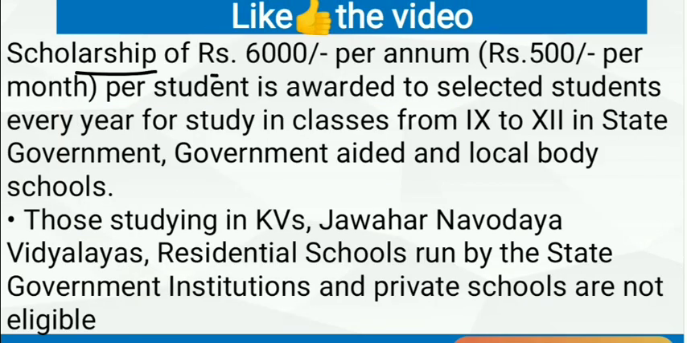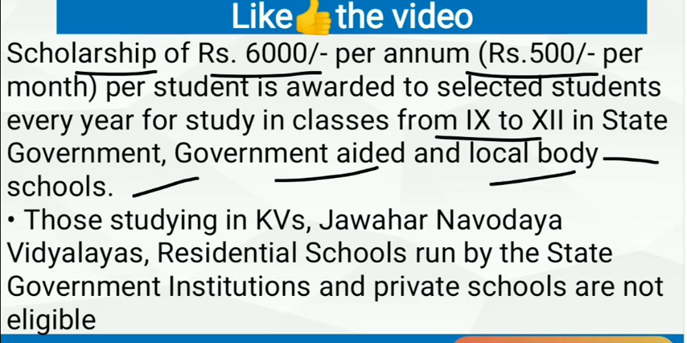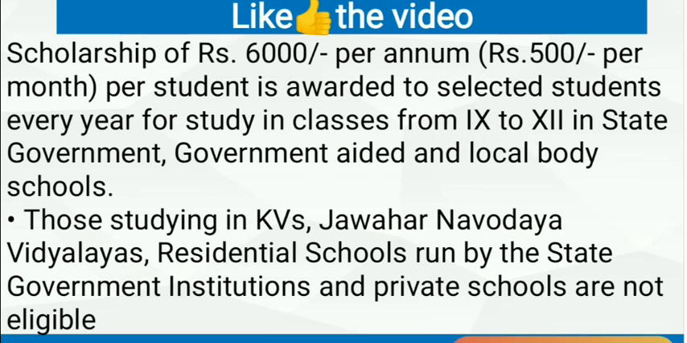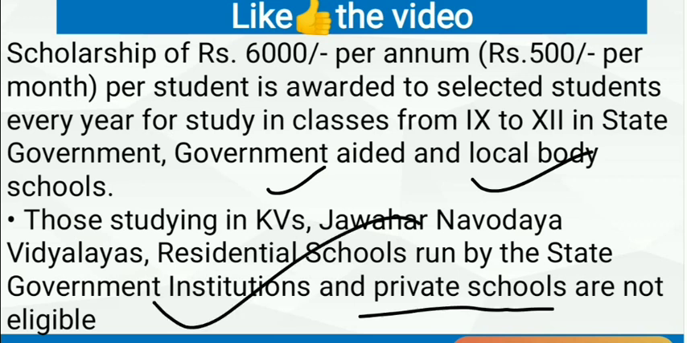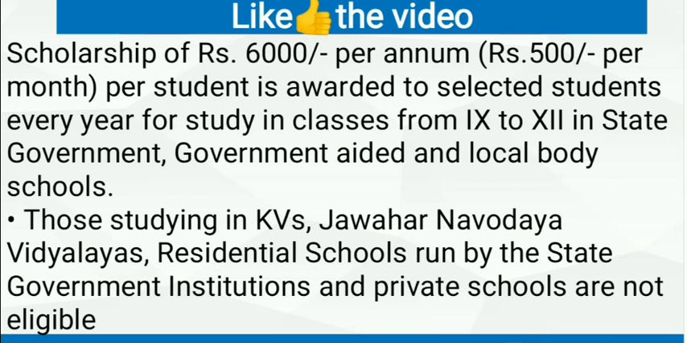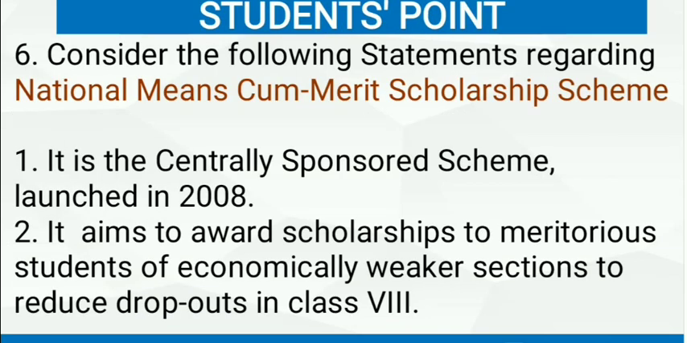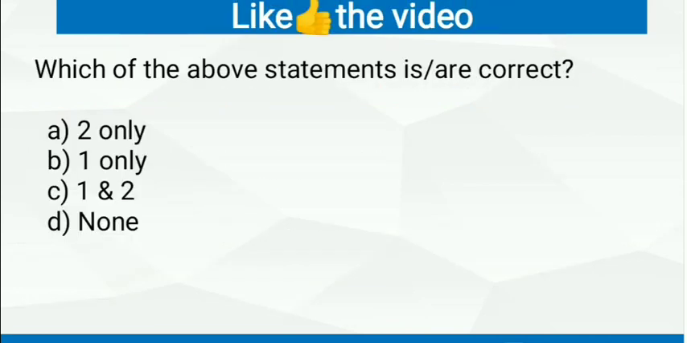And under the scheme, rupees 6,000 per annum will be provided to students, that is rupees 500 per month, to study in class 9 to class 12 in state government, government aided and local body schools. But students who are studying in Kendriya Vidyalayas or Jawahar Navodaya Vidyalayas, residential schools run by state government institutions, and those who are studying in private schools are not eligible to get this scholarship under this scheme. And this scheme was recently in news because government has provided updated data of this scheme in Rajya Sabha.